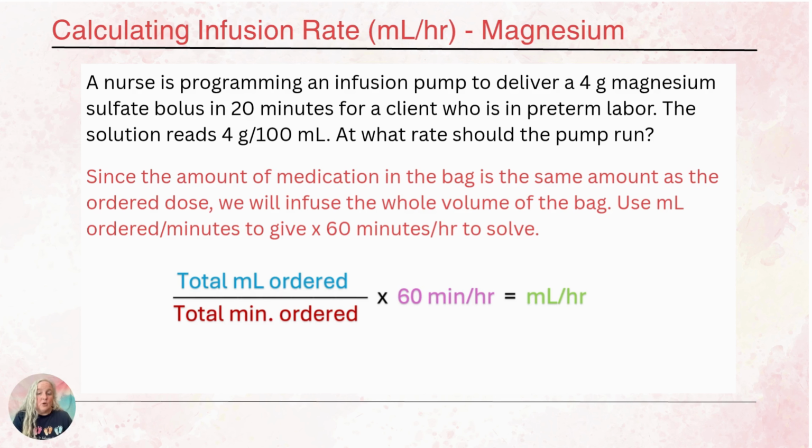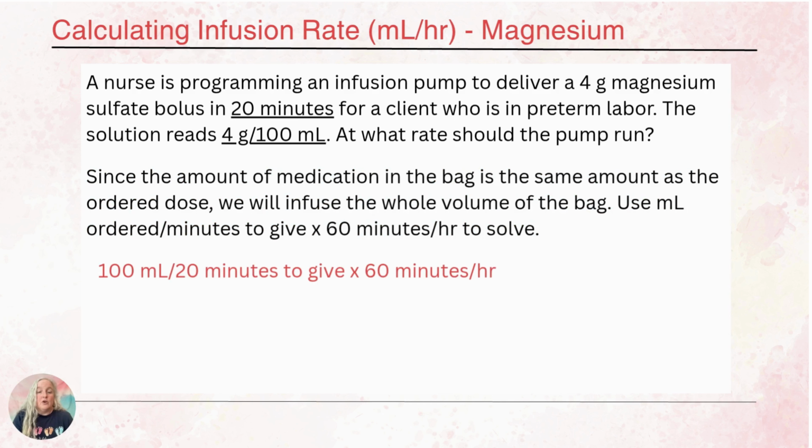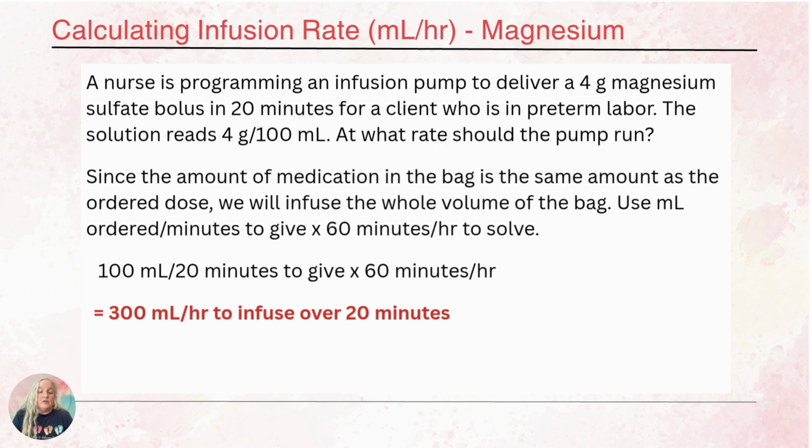So for this, we're going to use milliliters ordered over minutes to give times 60 minutes in an hour. So the volume of the bag is 100 milliliters divided by minutes to give, which is 20, and then times 60 minutes in an hour. And we'll find that the infusion rate is 300 milliliters per hour to infuse over 20 minutes.